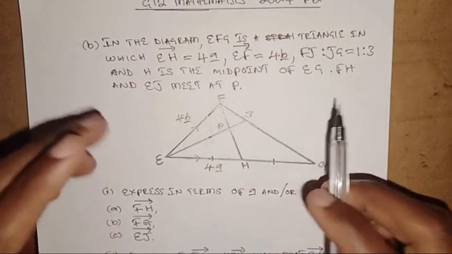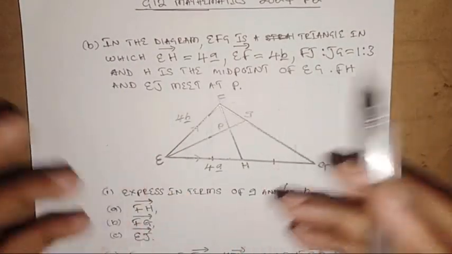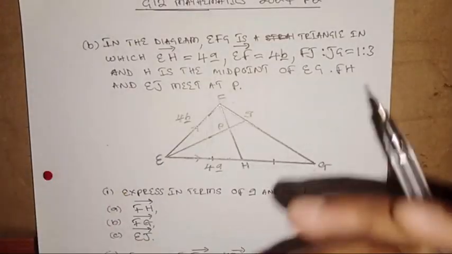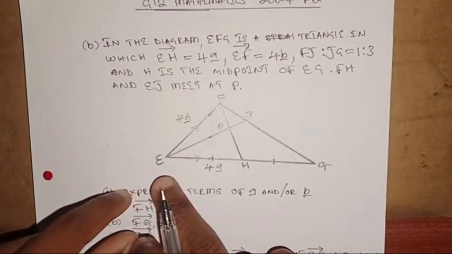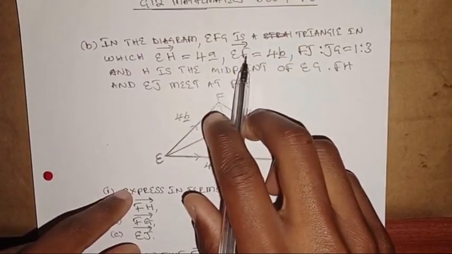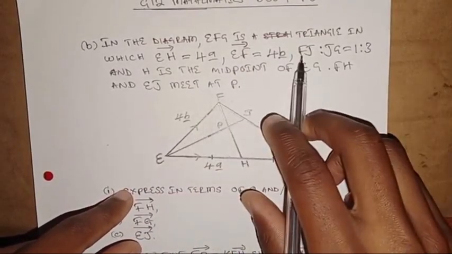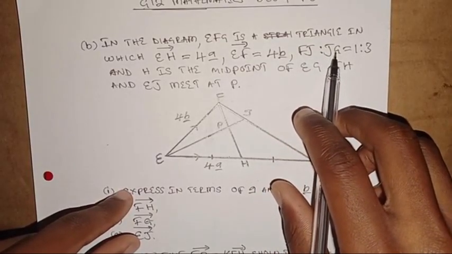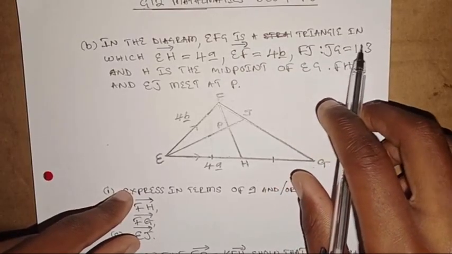So this is what we like to refer to as a free vector. Okay, these are free vectors. They are not written in relation to any origin or the grid. No, these are free vectors. So EH equals 4a, as you can see. Vector EF equals 4b, and FG to JG equal 1 to 3.